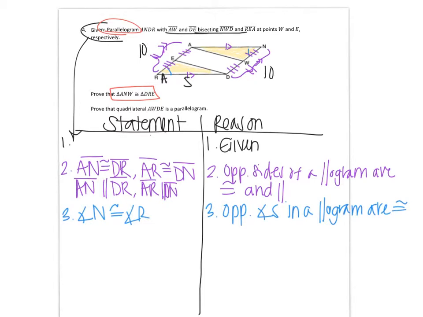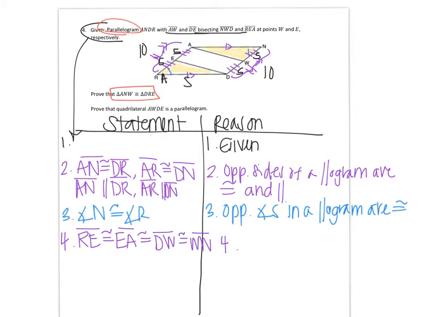Well, if I cut it in half, AR cut in half at E, this means this is 5 and this is 5. If I do the same, cut DN in half at W, then each of these pieces are 5, which means that they're all congruent to one another. So we're going to state that in number 4. All 4 of those pieces are congruent to each other, so we're just going to have one big chain going. RE is congruent to EA, is congruent to DW, is congruent to WN.